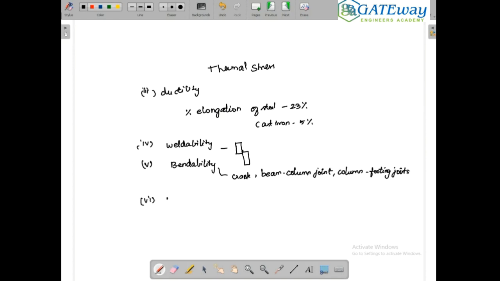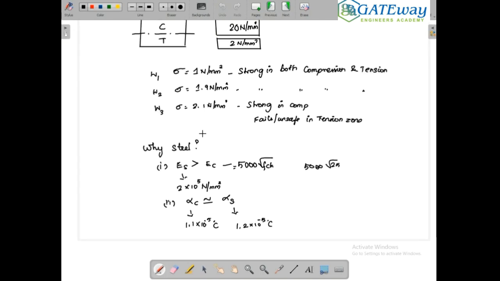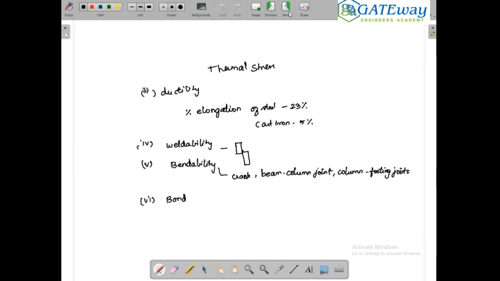Also, there should be a bond between the concrete and the material. So according to these conditions: Young's modulus, coefficient of thermal expansion, ductility, weldability, bendability, bond, the material is chosen as steel.